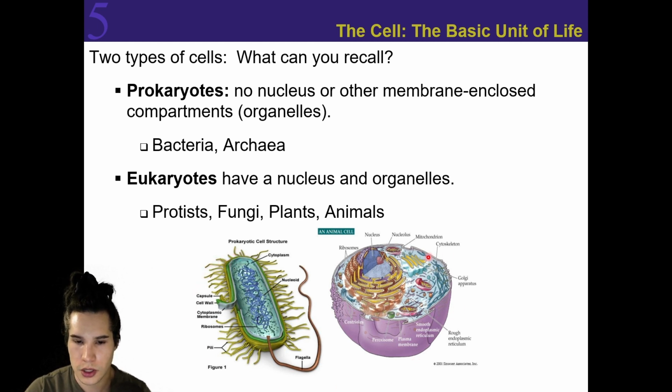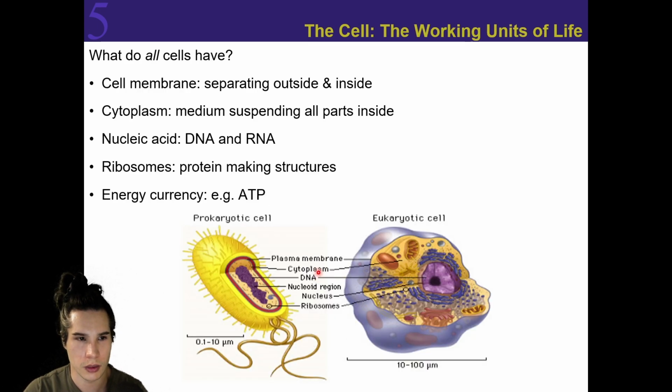And then in our animal cell, we're going to notice we have ribosomes in common. We have genetic material in common that's going to be kept within that nucleus. We're also going to have the cell membrane as well as the cytoplasm in the eukaryotic cell. So those are the things that they have in common.